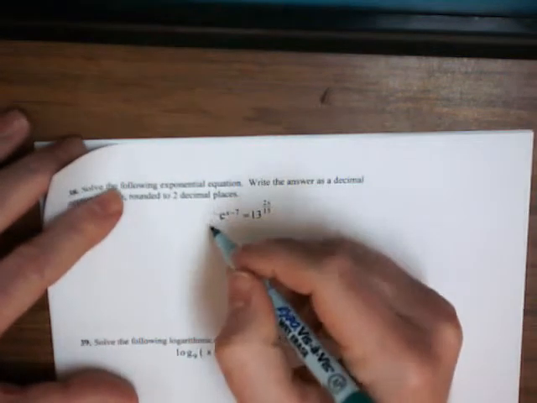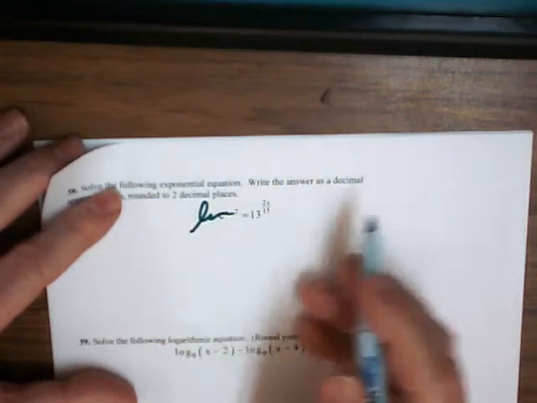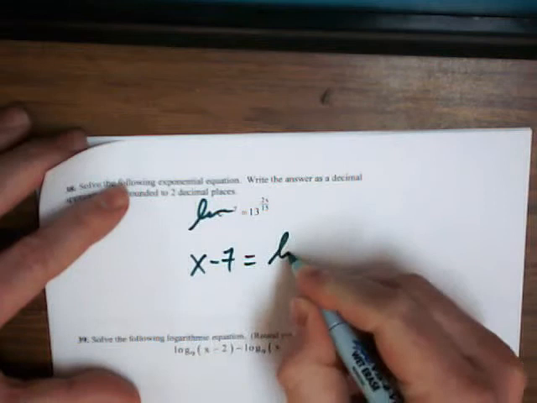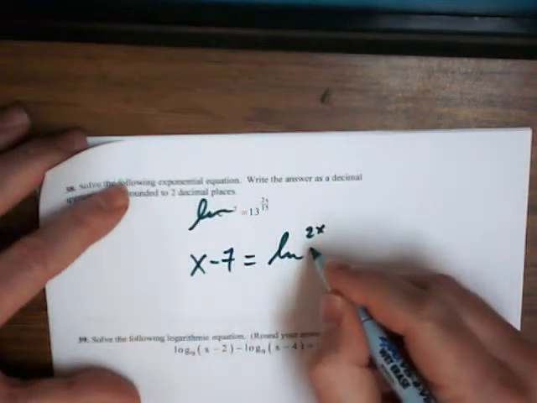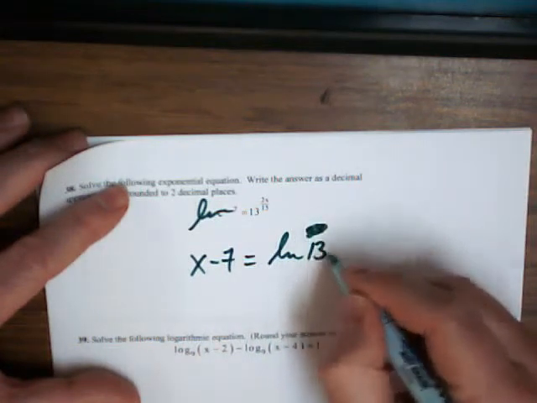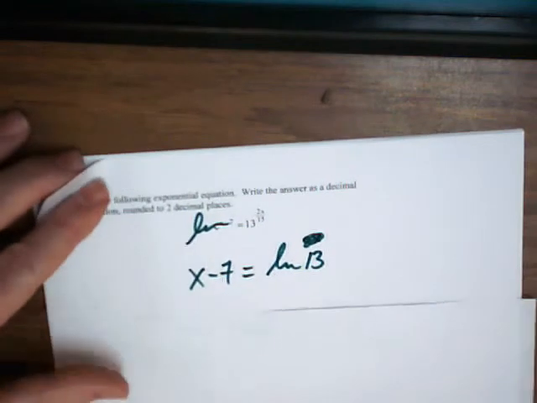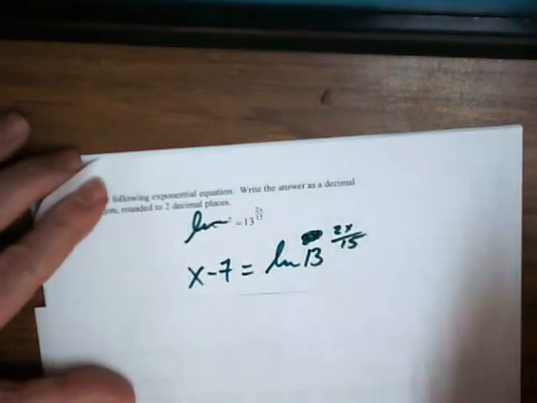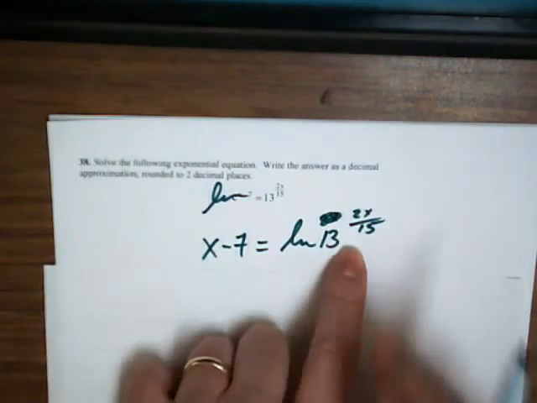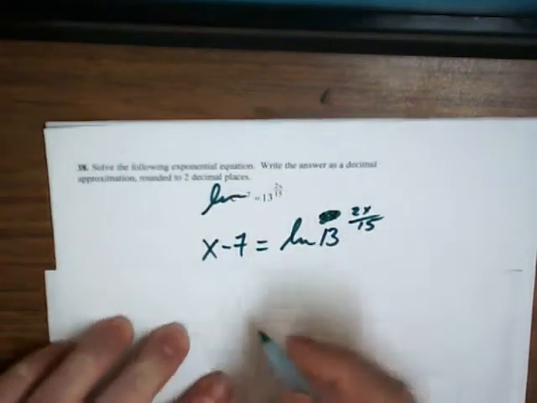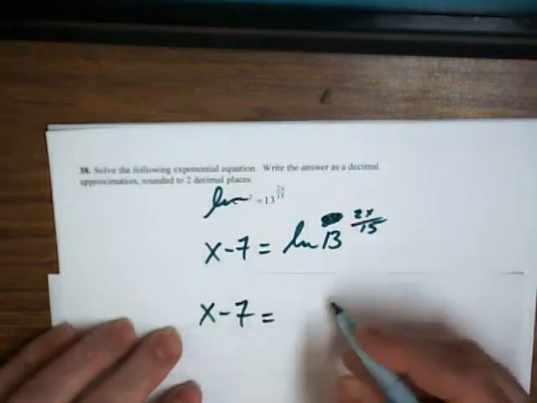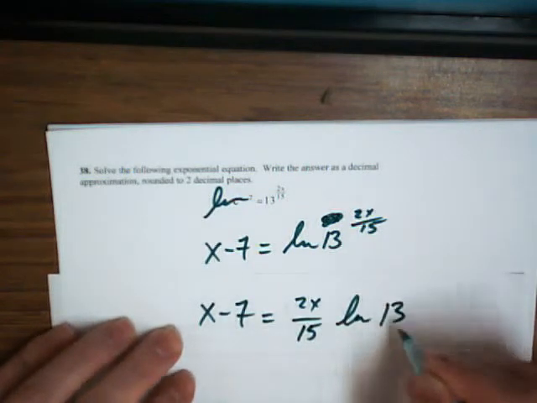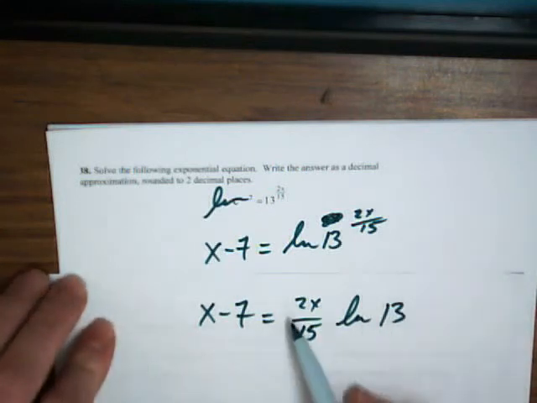Yeah, do an ln on both sides because it kills off the e. So you get x minus 7. And then this right here comes down to the front. The property of natural logs, so that can come to the front.